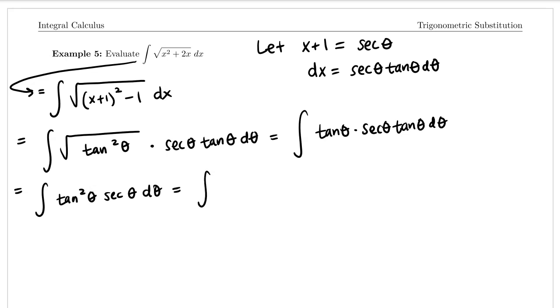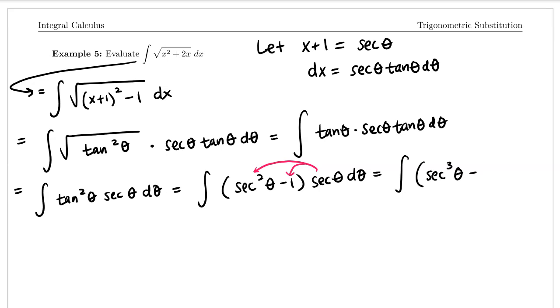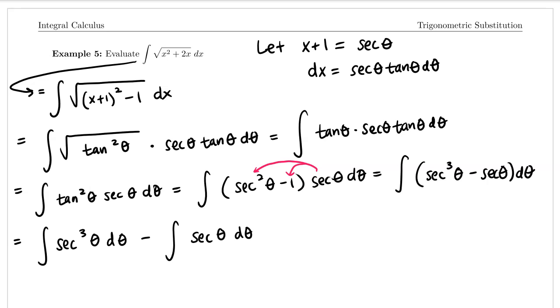From here, what I'm going to do is I'm going to rewrite tangent squared using one of the Pythagorean identities. So we get secant squared theta minus 1 times secant of theta d theta. And from here, I'm going to distribute secant of theta into my parentheses, and that's going to give us secant cubed theta minus secant of theta d theta. Now I can split this up into 2 separate integrals, so that's going to give me the integral of secant cubed theta d theta minus the integral of secant of theta d theta.